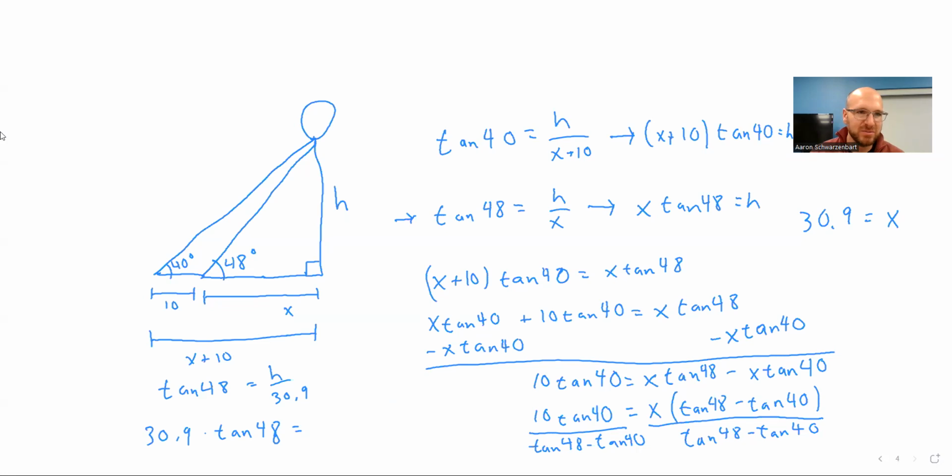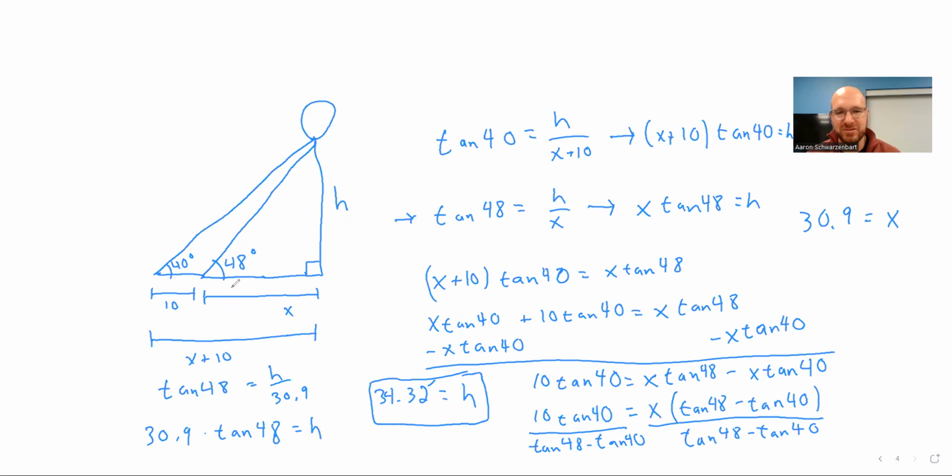Oops, one more than I meant to. The height of this penguin is 34.32 feet. And that's my height. That's my final answer.